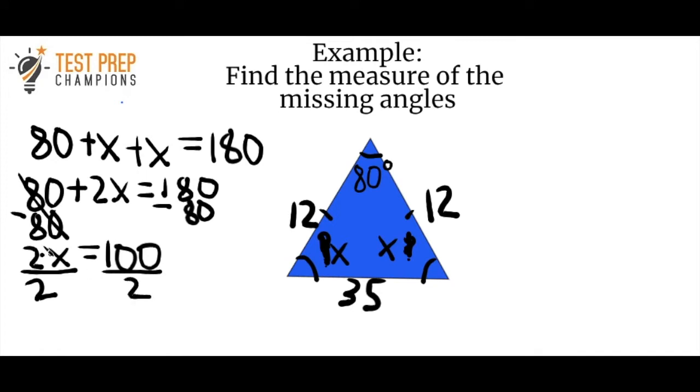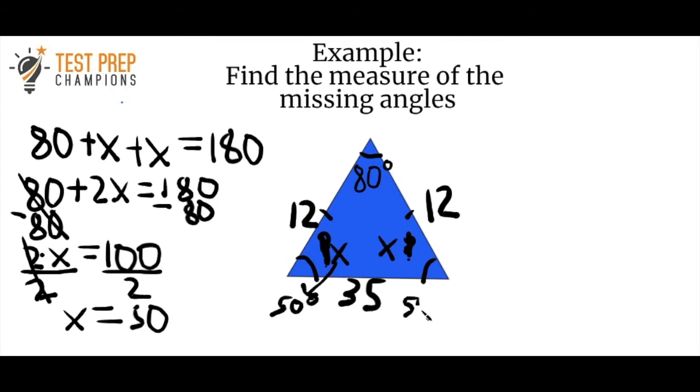So we've got 2x. 2 divided by 2 is 1. Cross that out. 1 times x is just x, so we can leave that. 100 divided by 2 is 50. So we see x equals 50. Okay? So we now know that for each angle, x is going to be equal to 50. So each of these angles is going to be 50 degrees.